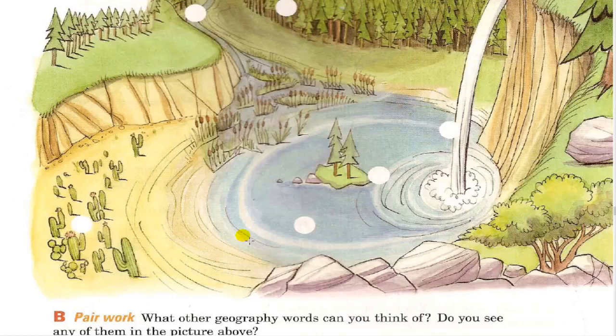Delta. Bay, B-A-Y, like Nima Bay. Gulf, like the countries of the Gulf area: Saudi Arabia, Kuwait, Qatar, Bahrain, United Arab Emirates. All of these countries are on the Gulf, the Persian Gulf. The High Dam in Egypt.